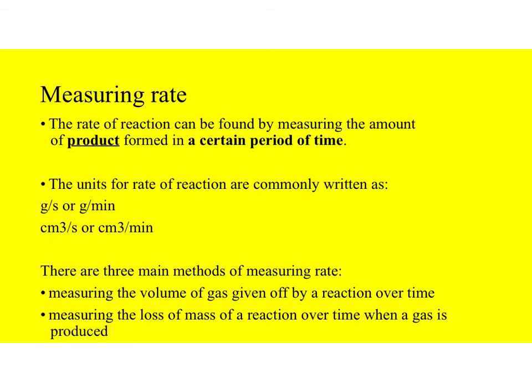Okay, so another thing that you need to know about is how we measure rate. The rate of reaction can be found by measuring the amount of product formed in a certain time. And these are the units. So we either measure grams, and that dash means per, so grams per second. So how many grams are formed in a second, or how many grams are formed in a minute.